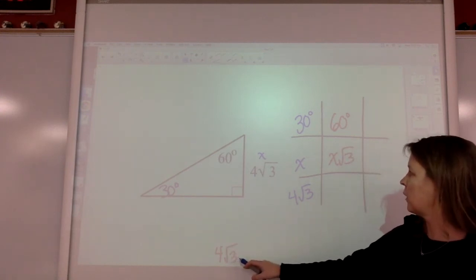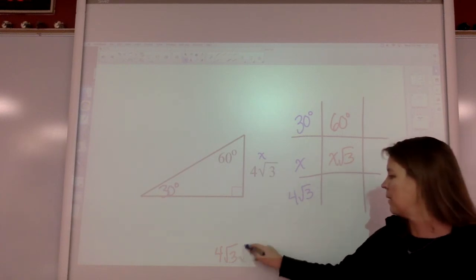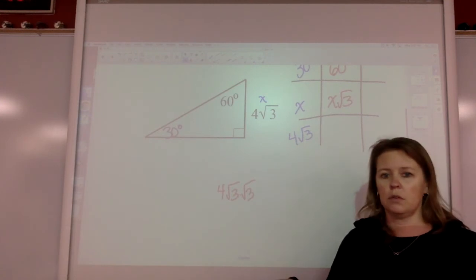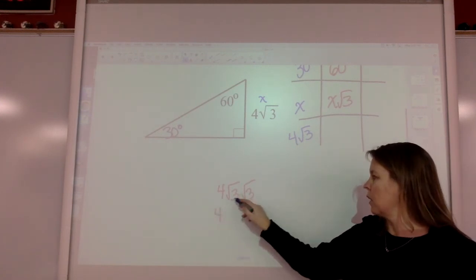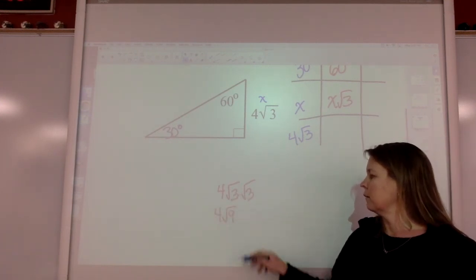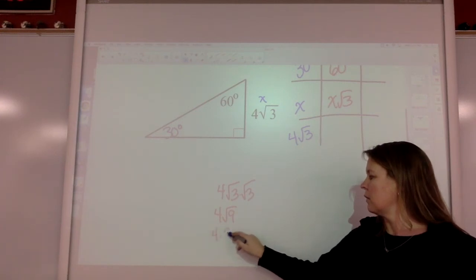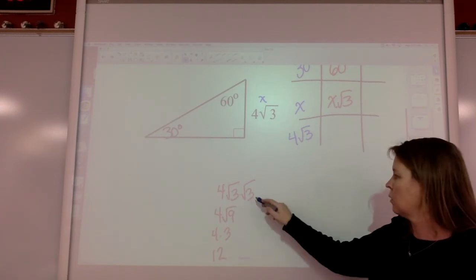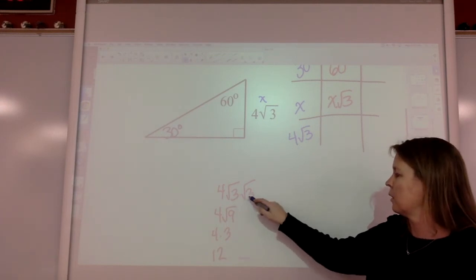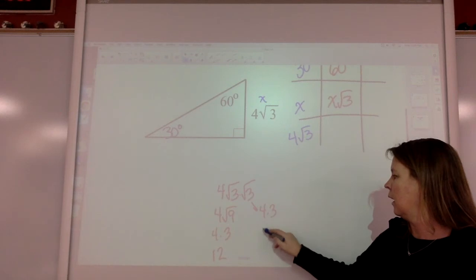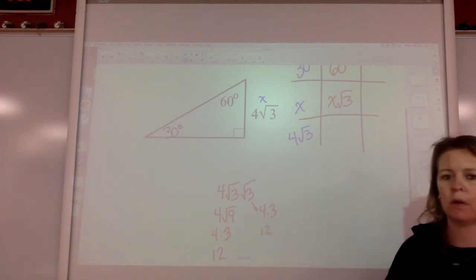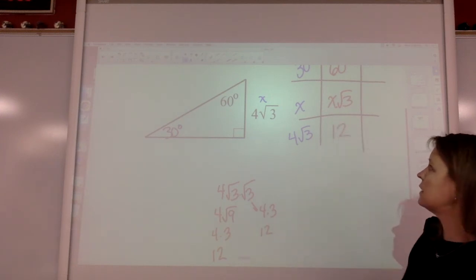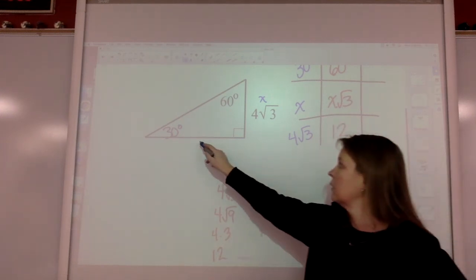If you take 4 square root of 3 and you multiply it by square root of 3, 2 ways you can do this, the long way or the short way. Long way, square root of 3 times the square root of 3 is 9. Square root of 9 is 3. 4 times 3 is 12. Short way, square root of 3 times the square root of 3 is 3. And I know that 4 times 3 is 12. Or you can do that part in your head. So you now know that the side across from the 60-degree angle is 12.